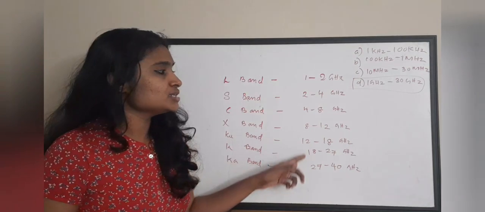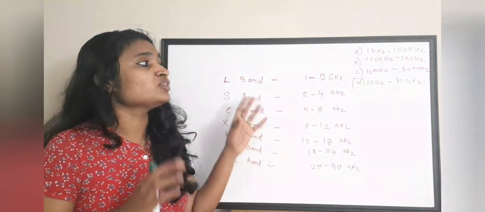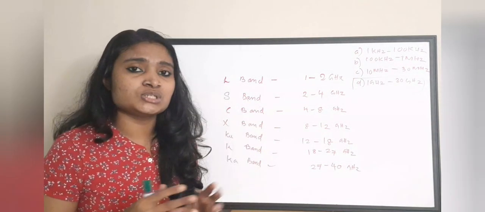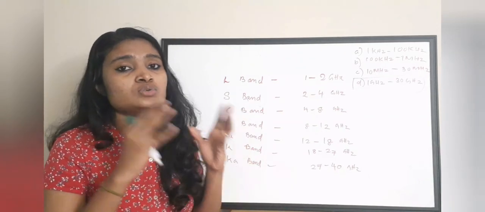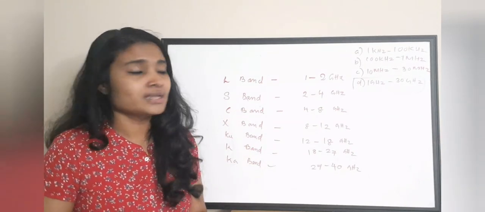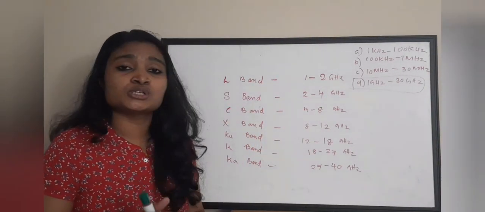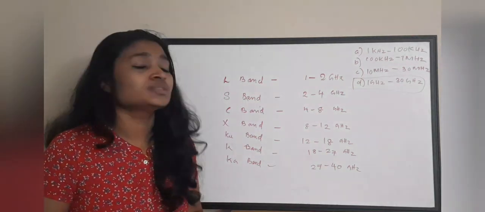So these are the various frequency ranges, and the frequency range of satellite communication is from 1 gigahertz to 30 gigahertz. Okay, so the correct answer for this question is option D, which is 1 gigahertz to 30 gigahertz.